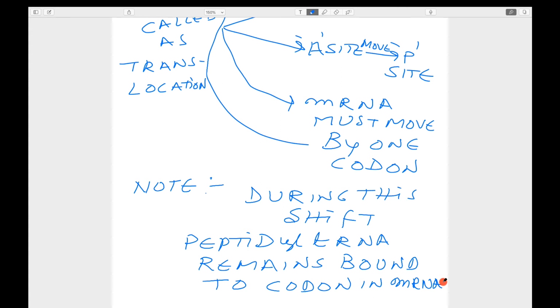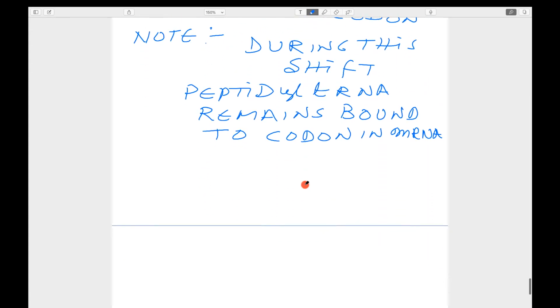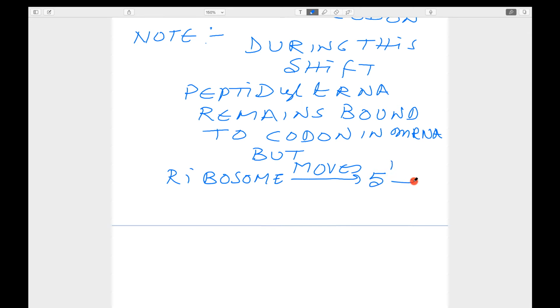But one thing has to be noted down: the movement of the ribosome is taking place. Ribosome moves. Where does it move? It moves in 5' to 3' direction. What does it mean? So let us see further explanation of this one. What are the changes which are taking place in this movement?